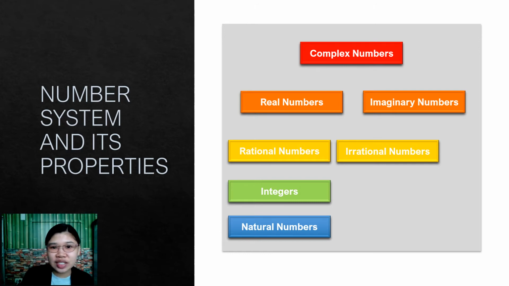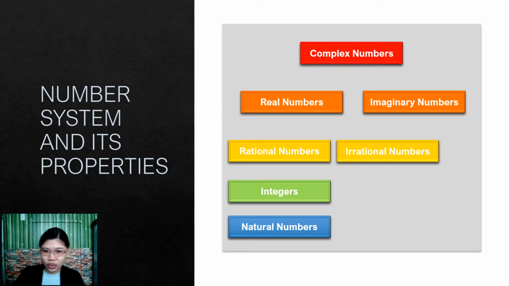This includes the set of real numbers, imaginary numbers, rational numbers, irrational numbers, integers, and natural numbers. Our complex numbers are composed of two major components, the real numbers and imaginary numbers. Our real numbers are composed of two other components, rational and irrational numbers. Rational numbers have a subcomponent, which is integers, and natural numbers are under integers.